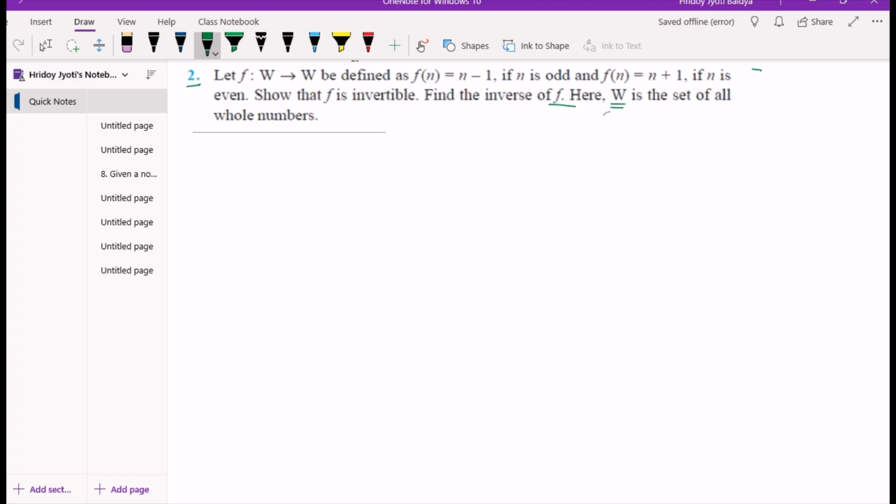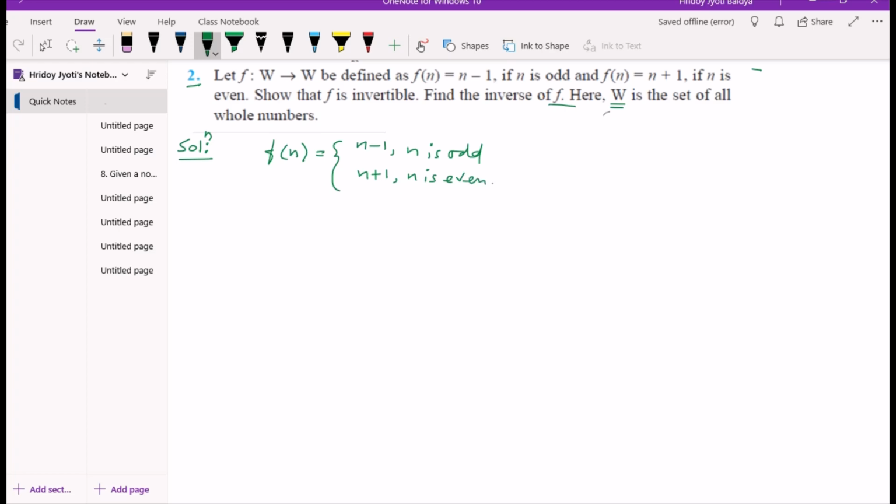So today we are going to discuss a few selected questions of Miscellaneous Exercise 1. This is one of them. The solution to this question will go like this. Let us first write down the question. It is given to be f(n) equal to n minus 1 if n is odd, and n plus 1 if n is even.